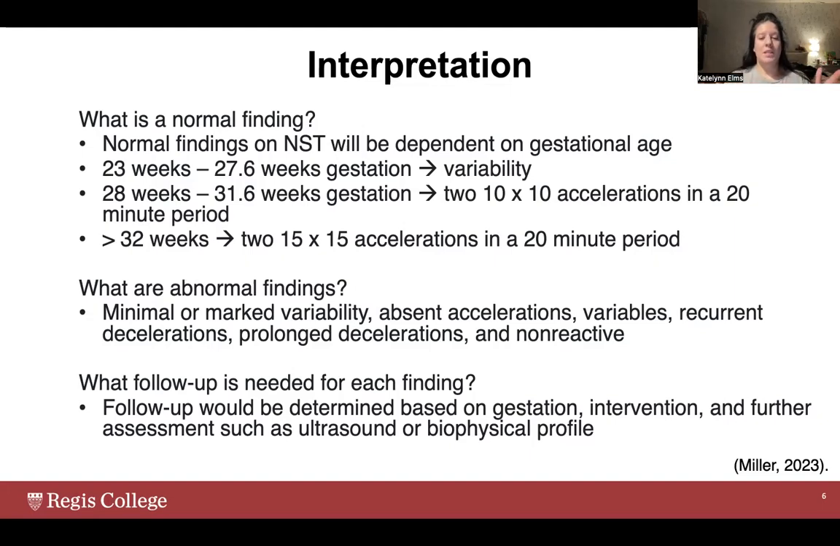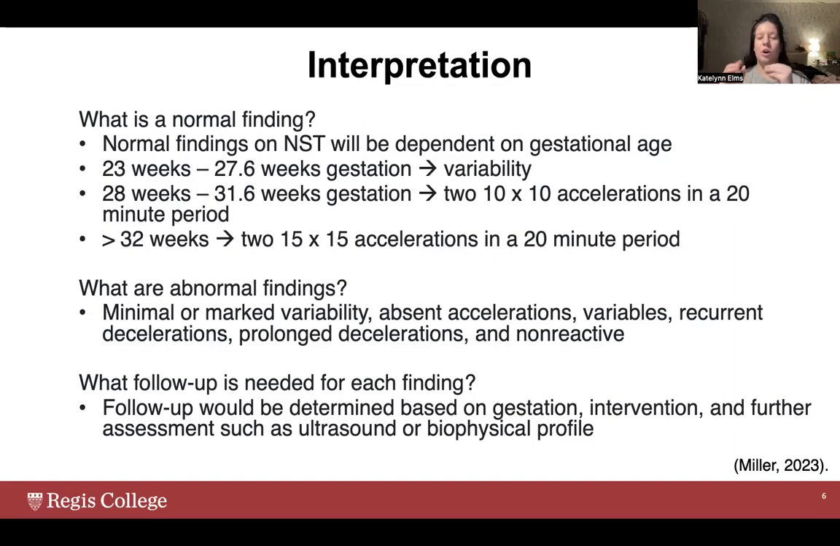If I've watched 20 minutes and there's nothing going on, it looks really flat, and I've done those things, then we'll watch a little bit more, and then we'll ultimately call the provider and say, hey, I think we need an ultrasound or a BPP. A BPP is more representative of what's going on because it's going to look at fetal movement. Is the fetus breathing? Is there adequate fluid?